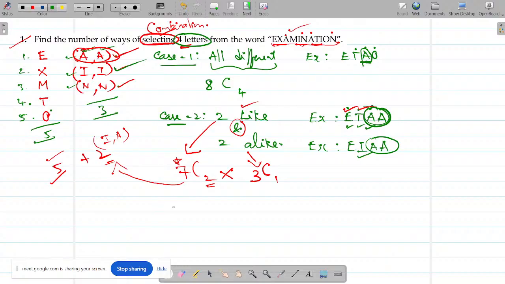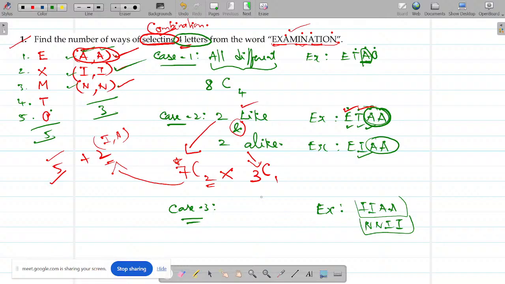Now case 3. Example. I take in such a way it is I, A. So we get like this, right? Or I may take as N, I. This is not arrangement, it's combination. I'm not writing in an arrangement way. Probably I can take this as a basket. In a basket, I'm dropping I, A. This is a basket, I'm dropping N, I.